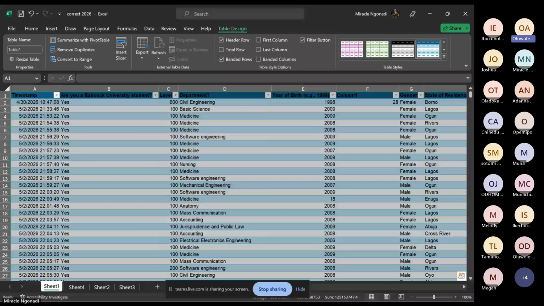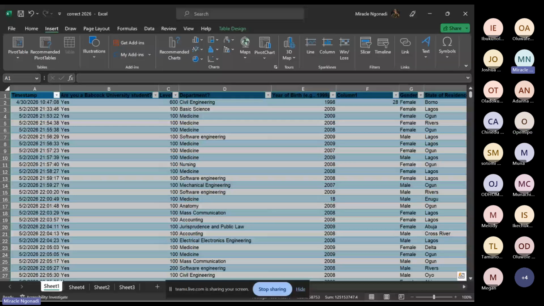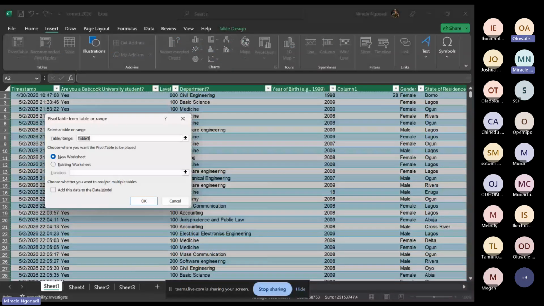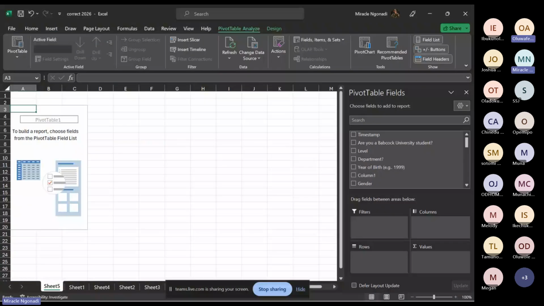Good. Now do the pivot table again. Go to your Insert tab. Then bring your pivot table. Yes, that's the name of the table you just created. Good. This is exactly what I've been asking for. You can see from my own end, I wasn't having that analyze pivot table. So this is how it works. I believe everybody can see her screen, right? Yes, sir. Good.